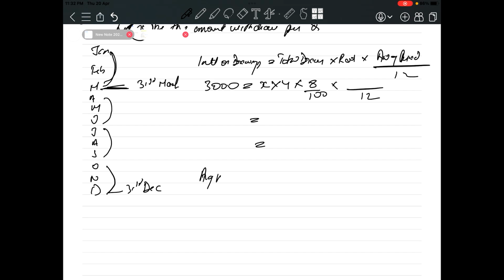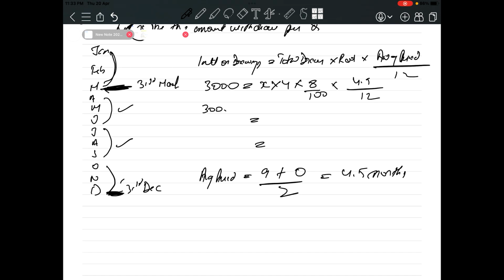So let's calculate the average period. What is the period left after the first withdrawal? 9 months, plus what is the period left after the last withdrawal? 0, divided by 2. The answer will be 4.5 months. So the average period is 4.5 months.